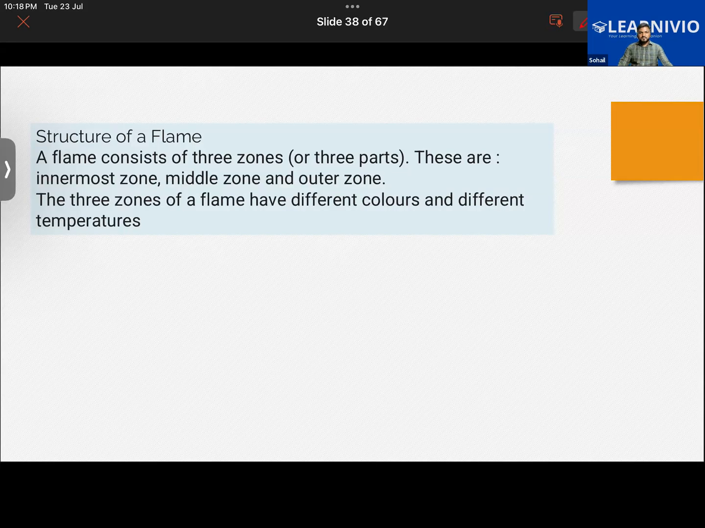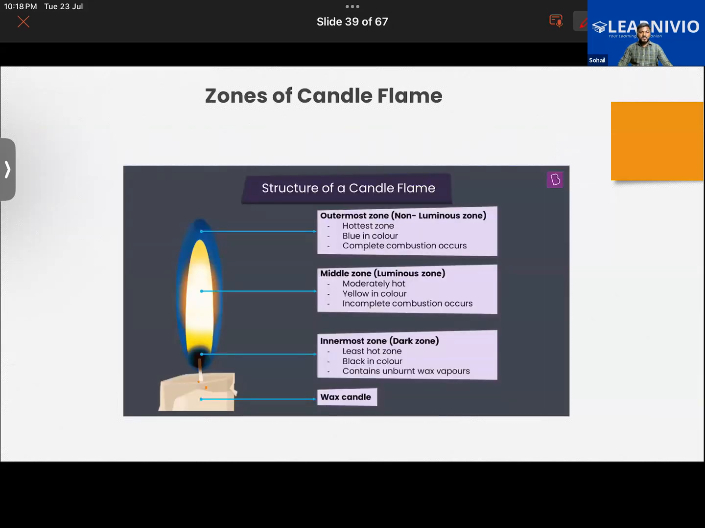Structure of a flame. A flame consists of three zones or three parts. These are the innermost zone, middle zone, and outer zone. The three zones of a flame have different colors and different temperatures. Good. So all of them have different temperatures apart from having different colors. There you will get to know why the outermost part was used by the goldsmith.